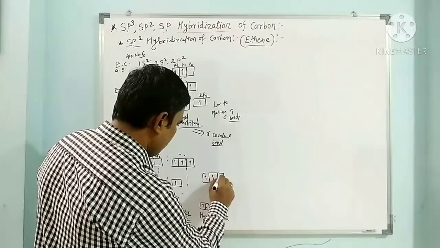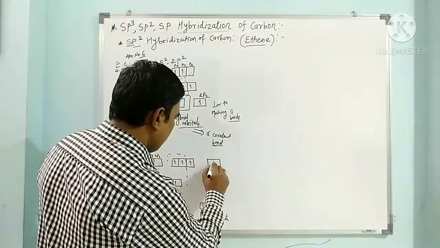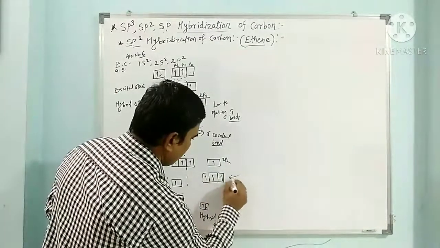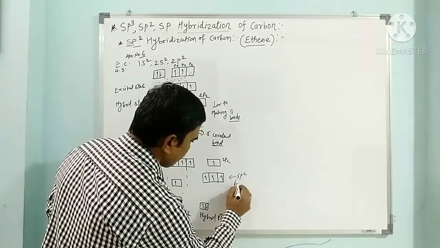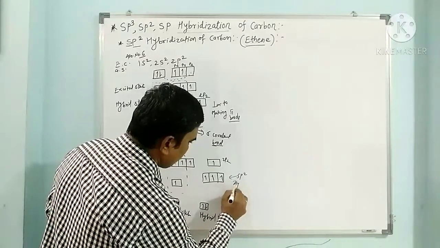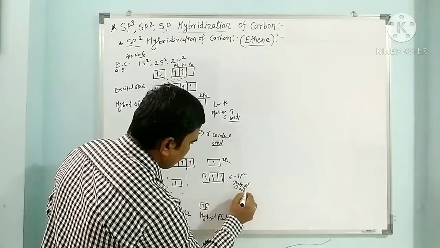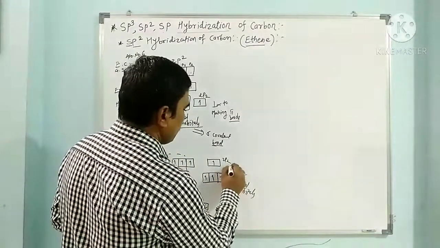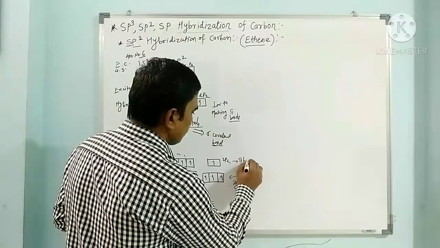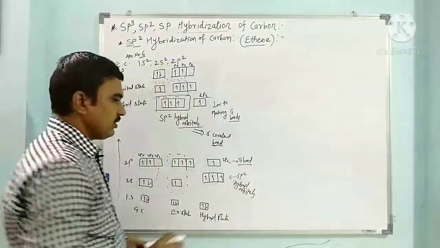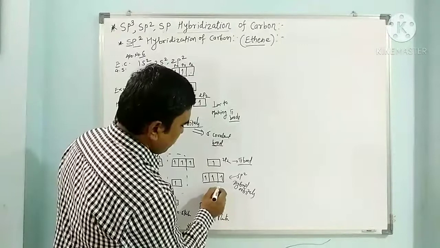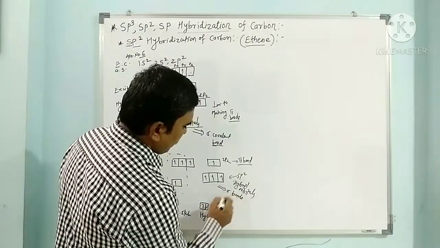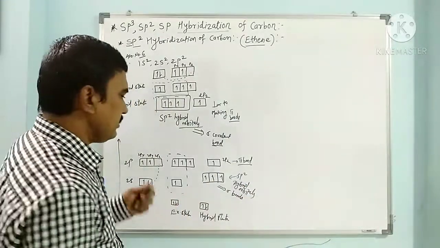This is 1, this is 2 and this is 3, and here there is 1, that is the 2p z orbital. These are the sp2 hybrid orbitals. The p orbital forms a pi bond as it is perpendicular to these 3 orbitals, and these make sigma bonds between the adjacent carbons or adjacent hydrogens.